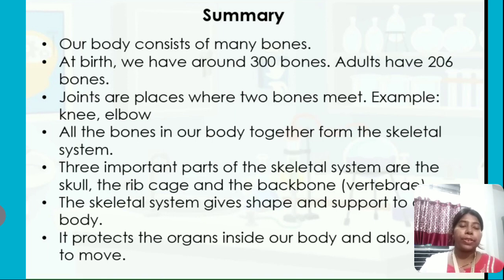So our chapter is a skeletal system. So here we have learned about bones. Yes or no? Yes. So our body consists of many bones. At birth we have 300 bones, but when we grow up, then our bones start fusing, and at that time we have 206 bones. So joints are the places where two bones meet. Example, knee, elbow, shoulder, hip.